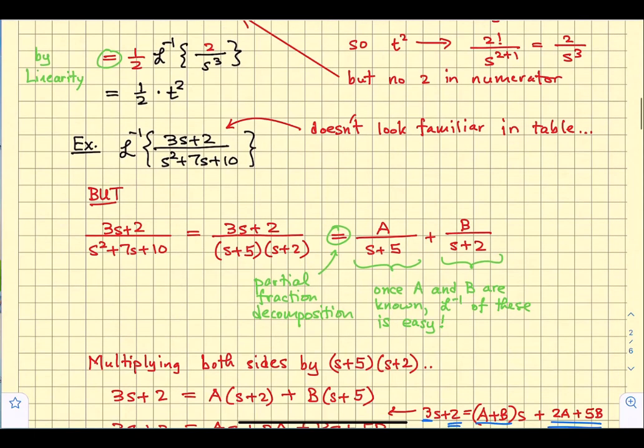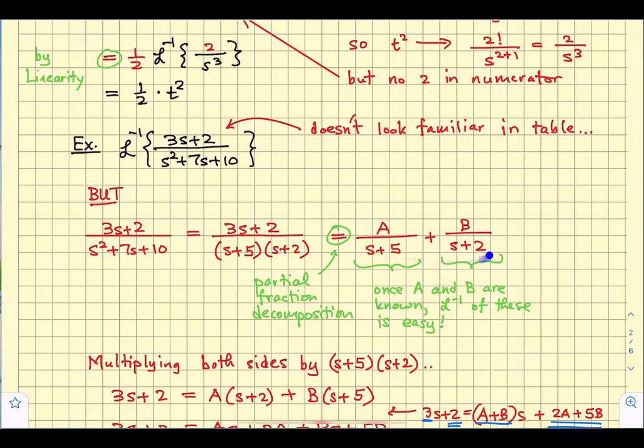So let's use just a little algebra, or something that you saw in calculus. We can rewrite (3s + 2)/(s² + 7s + 10). We can factor the denominator. And now, doing a partial fraction decomposition that you learned either in algebra or in calculus, we can rewrite this as some constant over s + 5 plus some constant over s + 2.